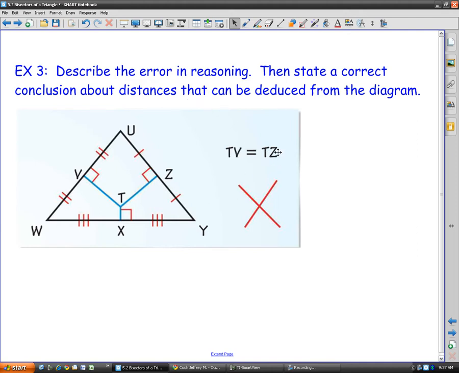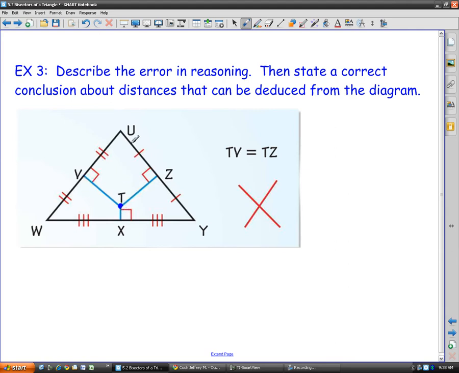Well, the error in their thinking is that, first, point T is the incenter of the triangle. It is not the incenter of the triangle. It is the circumcenter of the triangle. The incenter comes from bisecting the angles, which then would make TY and TZ the same. But since it's not angle bisectors, it's actually perpendicular bisectors. This is the circumcenter that draws the circle around the outside.